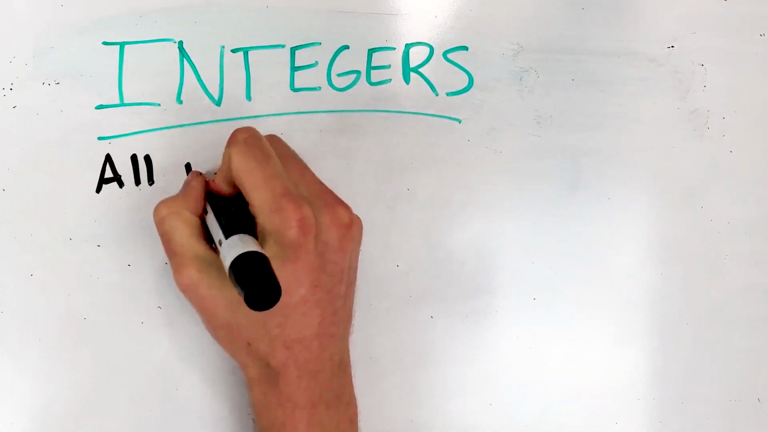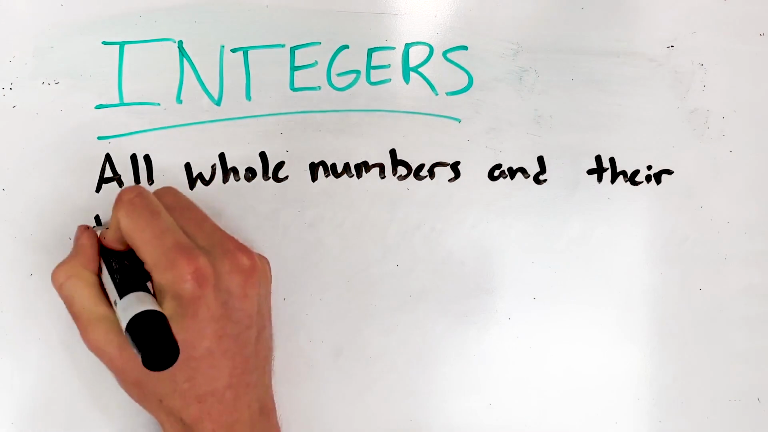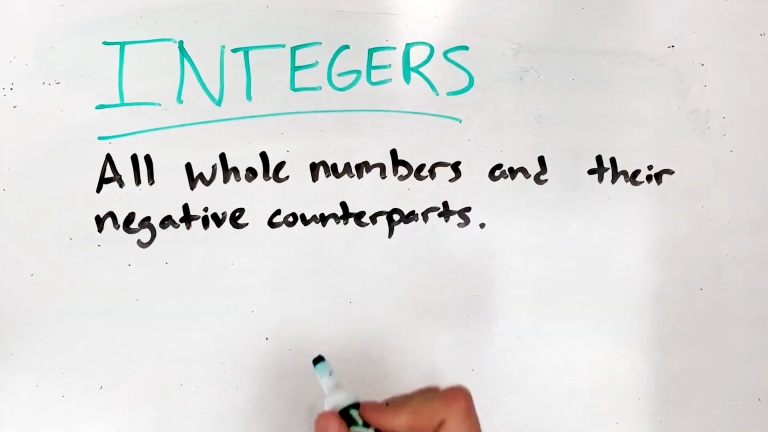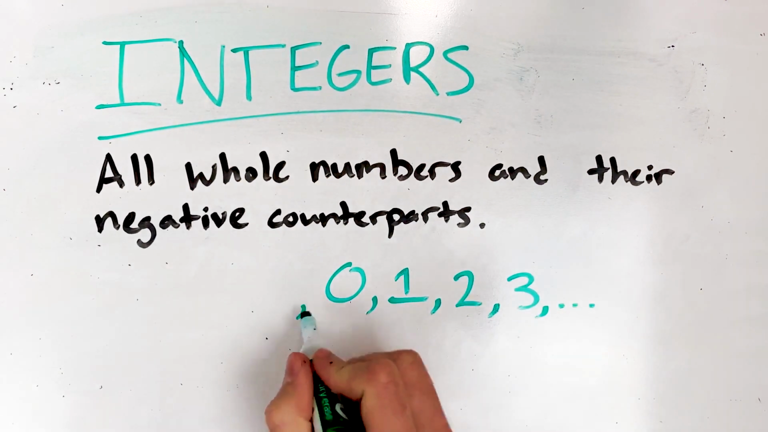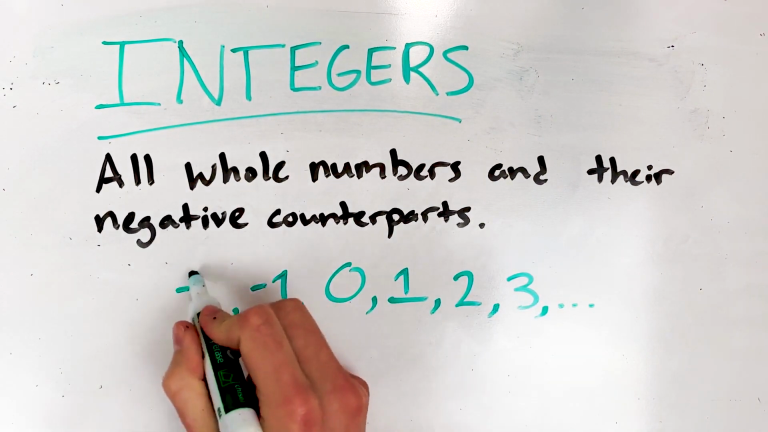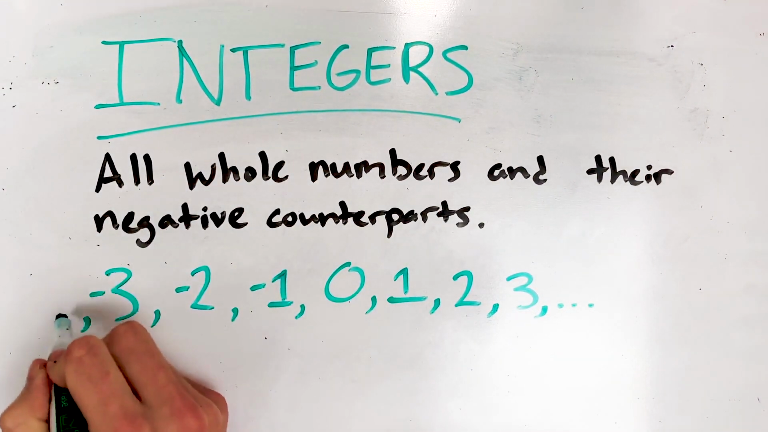Whole numbers and natural numbers are both positive by definition. But what fun would the world be without those negative nellies? The integers are all of the whole numbers with their negative counterparts. So we have the whole numbers 0, 1, 2, 3, etc., but also their negatives, negative 1, negative 2, negative 3, etc.